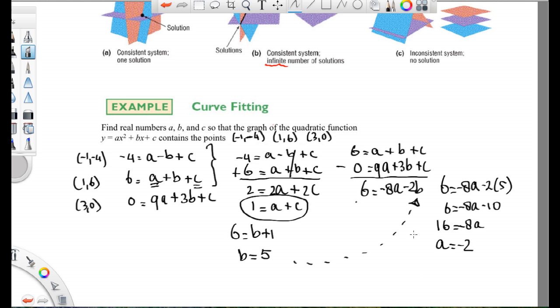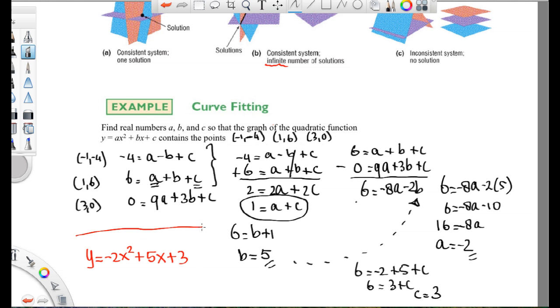And if a is negative 2, then let's plug in b, 5, and a, negative 2, and let's plug that in here. So I would get 6 is equal to negative 2 plus 5 plus c. So 6 is equal to 3 plus c. So that means that c is equal to 3. So my final answer here would be that the quadratic that contains those 3 points is y equals a, which is negative 2, x squared, plus b, which is 5x, plus c, which is 3. And that quadratic is the answer that I was looking for.